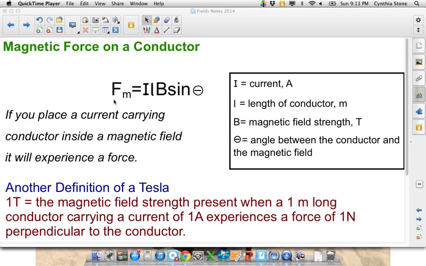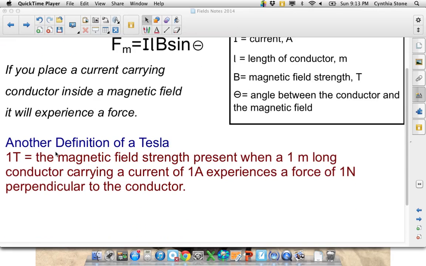Just a little thing, because I'm using a computer. That's my L. See how the font is? I just chose a weird font so that you could distinguish between I and L. Okay, so current times length times field strength times the angle.